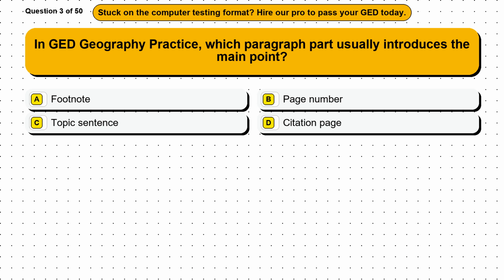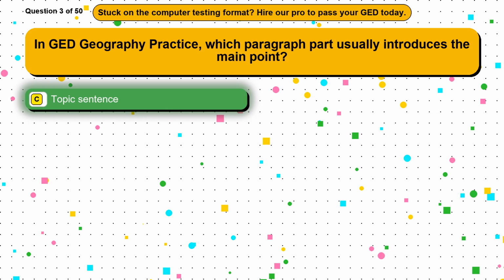Question 3. In GED Geography Practice, which paragraph part usually introduces the main point? Option A, footnote. Option B, page number. Option C, topic sentence. Option D, citation page. The correct answer is option C, topic sentence.